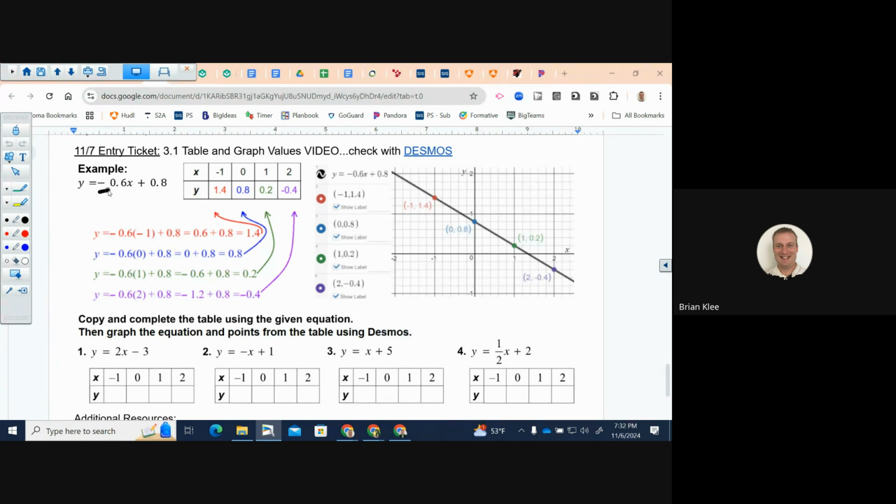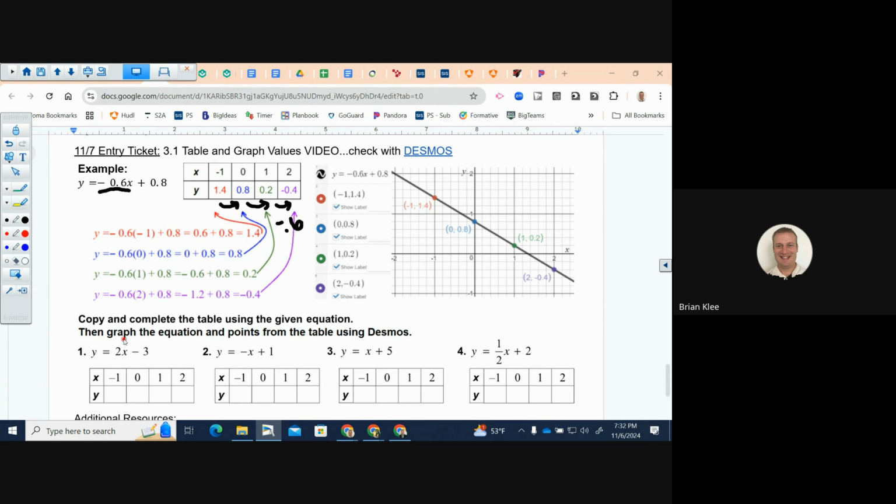The key part is that negative 0.6 is what happens with every single y value. We are dropping 6/10, aka negative 0.6, every single y value as the x goes up.